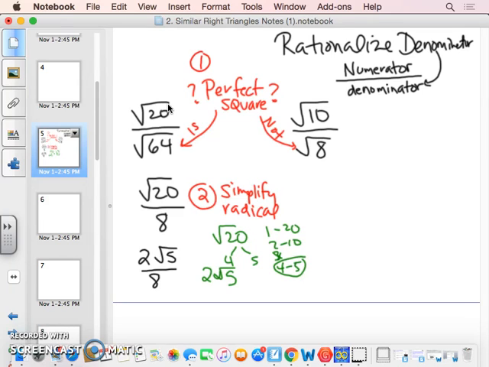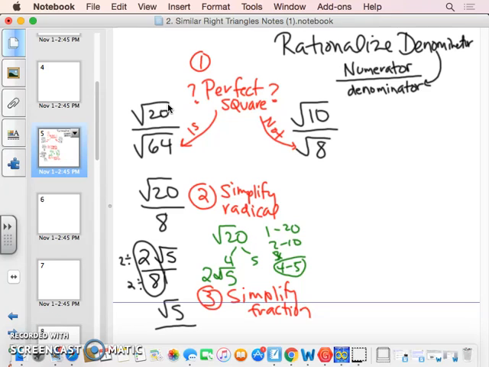And my last step, step 3, is to simplify the fraction. The fraction I'm simplifying is right here, 2 and 8. You can divide both of them by 2. So I get the square root of 5, because 2 divided by 2 is 1, over 8 divided by 2 is 4. So the final answer would be the square root of 5 over 4.